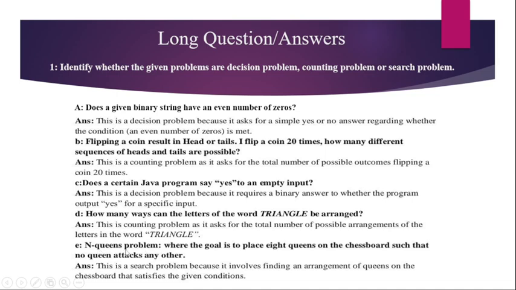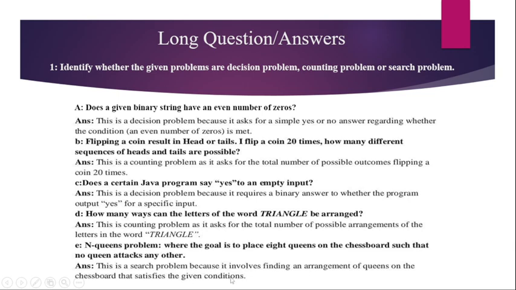Our next last part of this question is n-queen problems. As we studied this example in your book, the goal is to place 8 queens on the chessboard. The word used in this question is place. It means finding. This is a search problem because it involves finding an arrangement of queens on the chessboard that satisfied the given conditions.